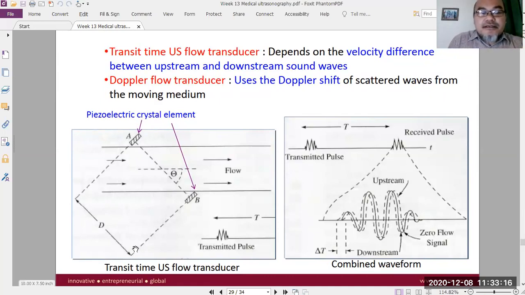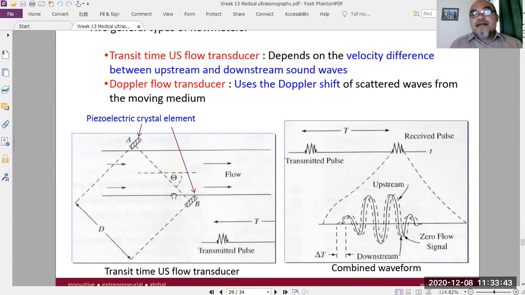Okay, there is a distance between the two crystals, right? And B will reflect, so there is a transmitted pulse. The time between the transmitted pulses will be dependent, of course, on the flow right here, of whatever fluid is in between the two transducers. It also depends on theta and the distance.